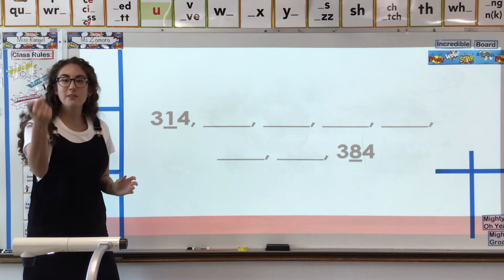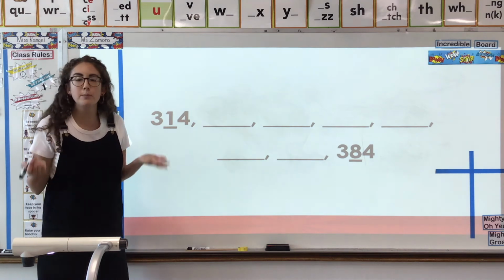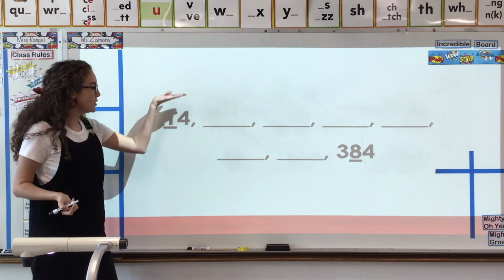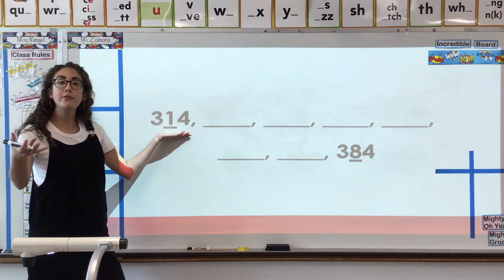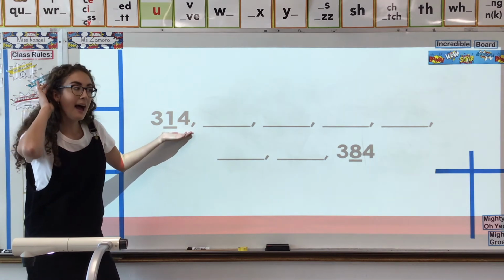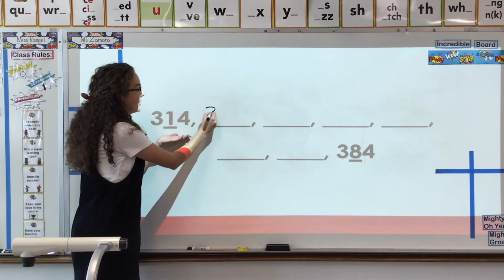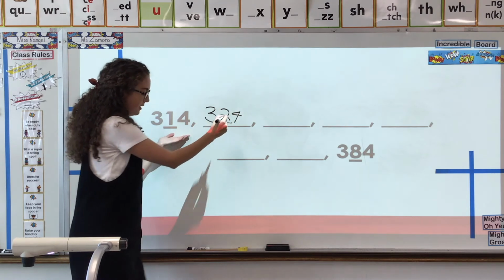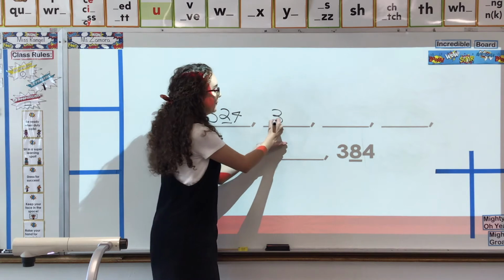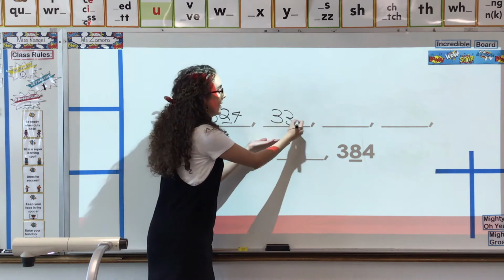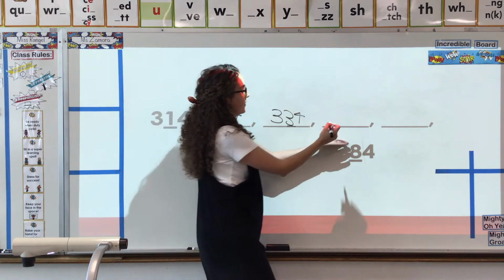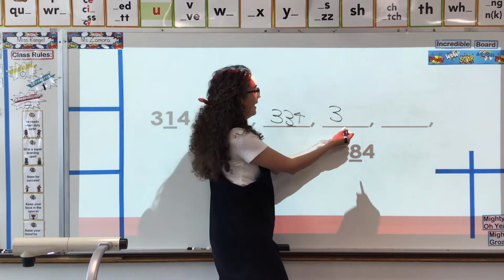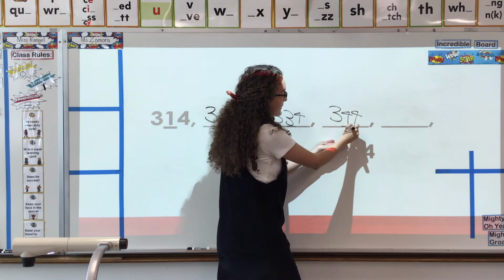Okay, I want you to try and write these numbers and say them before I do. So can we all start at 314? The next 10 would be 324, then 334, and 344. Keep going.